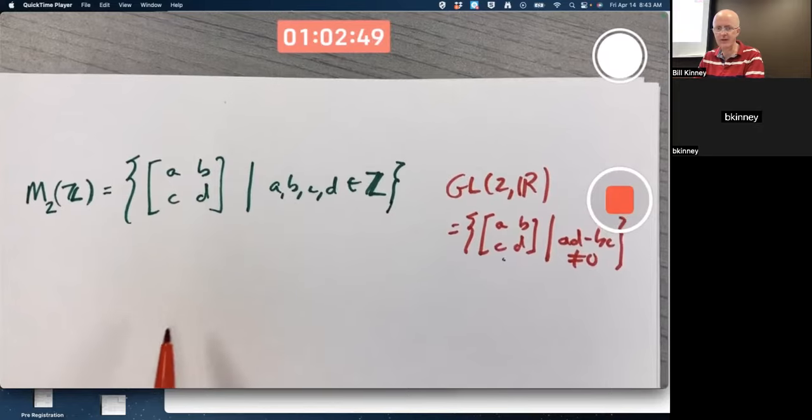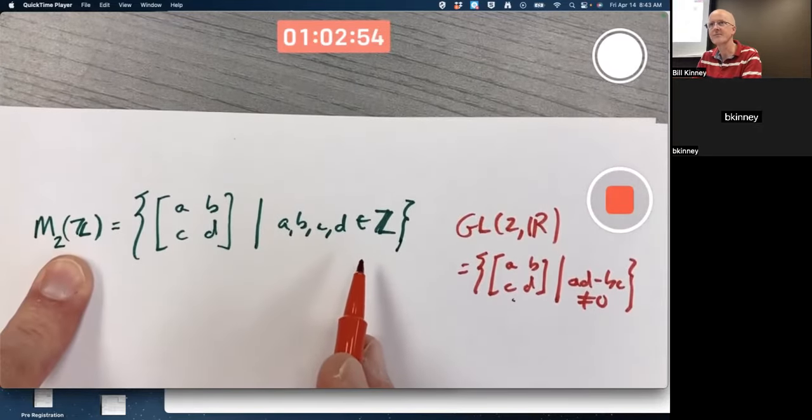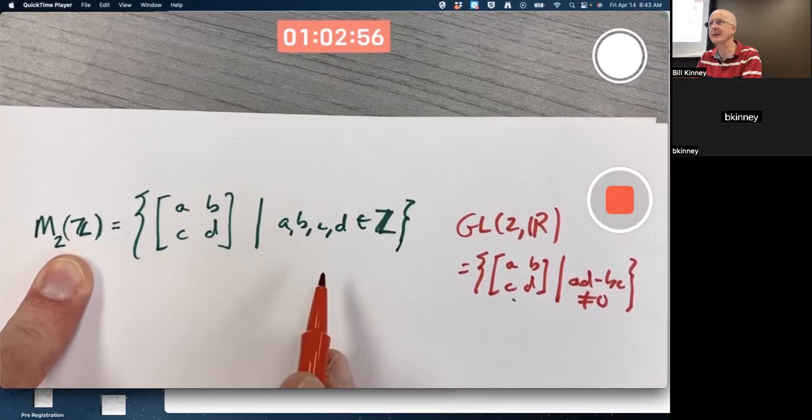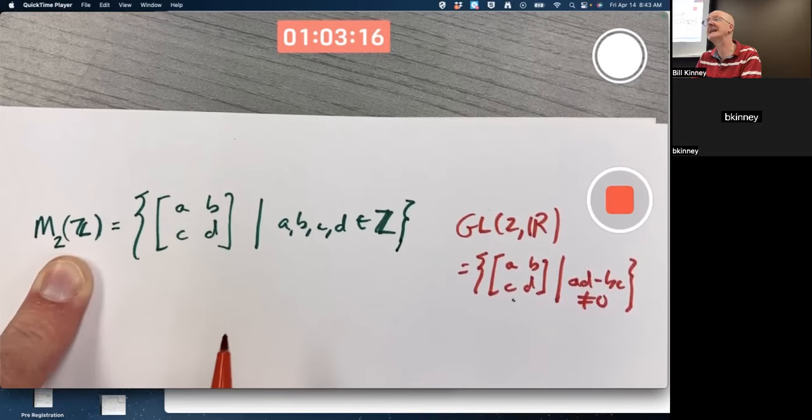This is a different set. For one thing, I'm using Z instead of R. I could use R. I'm also not saying the determinant has to be non-zero. It does not form a group under multiplication, even if it was an R instead of a Z, because I'm not saying the determinant has to be non-zero. But it is still a ring, because it still forms a group under addition of matrices.